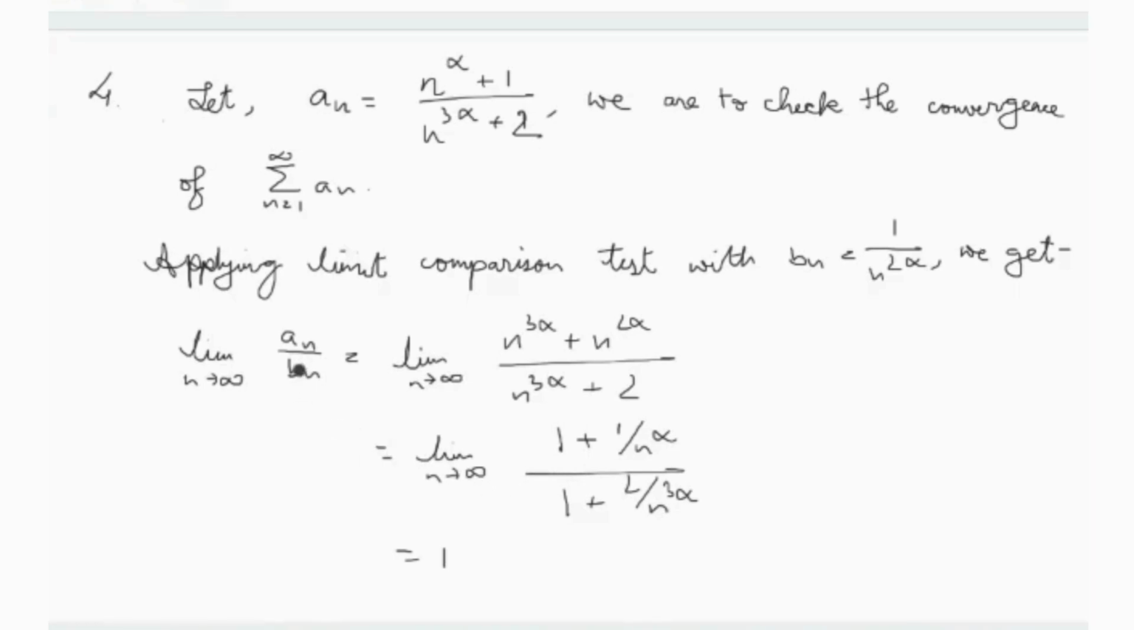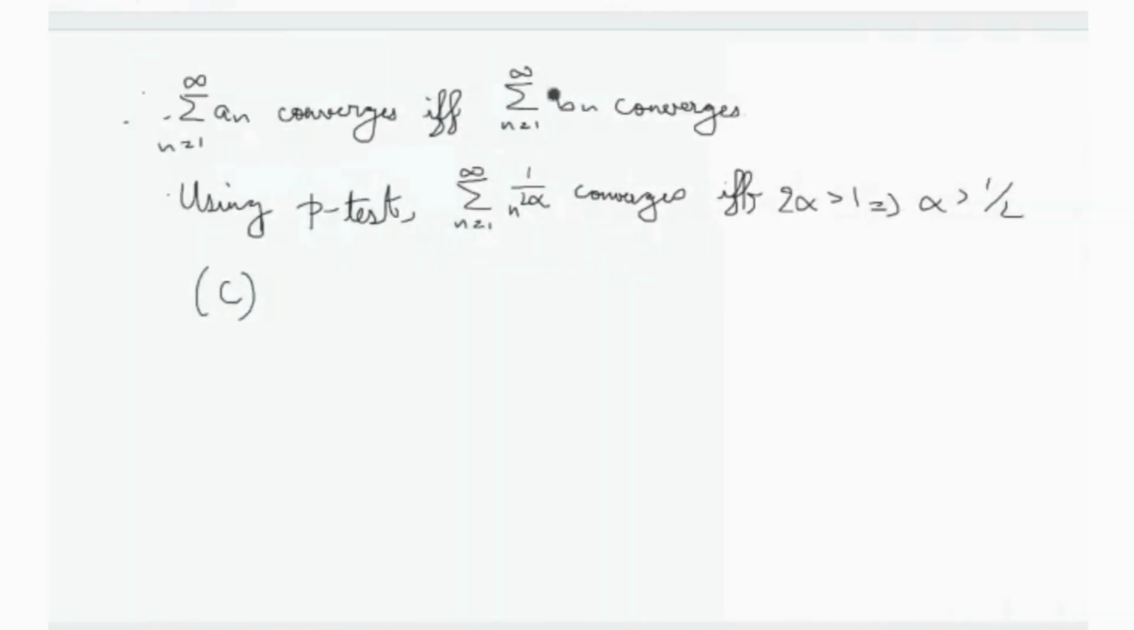So the limit as n tends to infinity of an by bn comes out to be 1, and therefore an and bn converge and diverge together. And we have bn equal to 1 by 2 to the n to the power 2 alpha. Using the p-test, we know that this converges if and only if 2 alpha is greater than 1. That is, in the p-test, we have 1 by n to the power p, and that converges if and only if p is greater than 1. So this converges if and only if 2 alpha is greater than 1, which means alpha is greater than half. So C is the correct option.